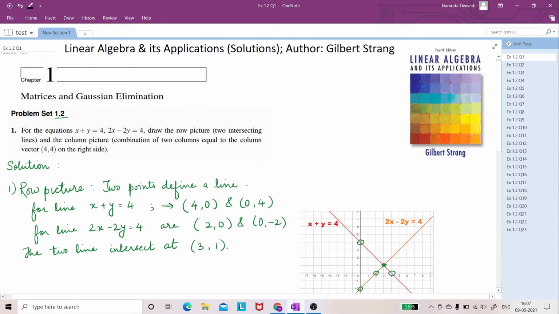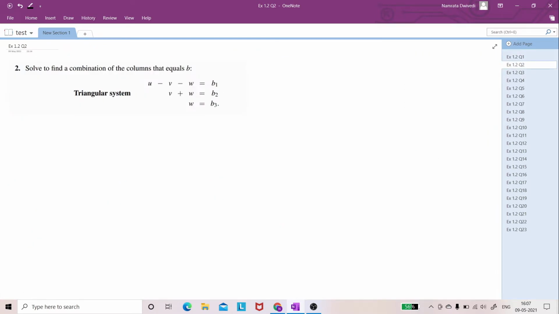Now we'll start with the second question from exercise 1.2, question 2. What the question says is we have to solve to find the combination of the columns that equals b, so we have to find the answer in terms of b. The given equations I shall write here itself. This is equation 1, this is equation 2, and this is equation 3.